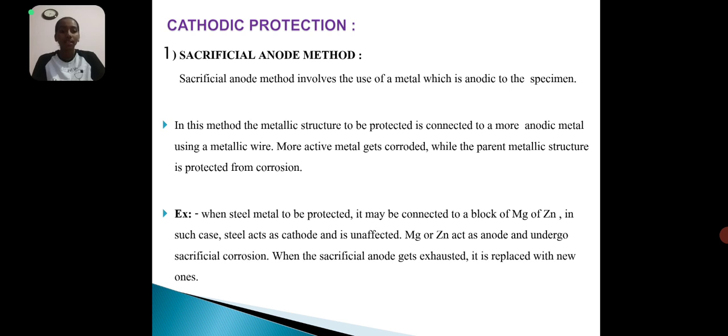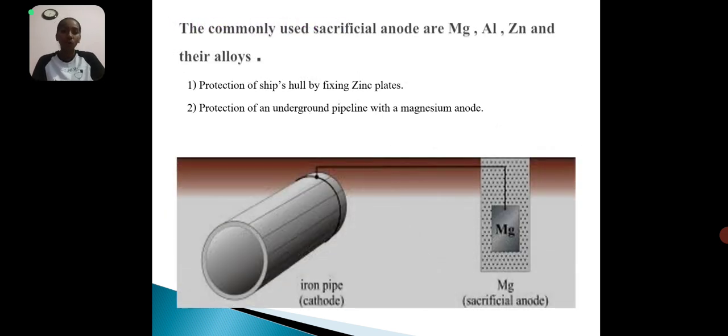Magnesium or zinc acts as anode and undergoes sacrificial corrosion. When the sacrificial anode gets exhausted, it is replaced with new ones. The most commonly used sacrificial anodes are magnesium, aluminium, zinc and their alloys. This is used in the protection of ship's hull by fixing zinc plates, and protection of an underground pipeline with a magnesium anode. Here in this picture we can observe that the iron pipe which acts as cathode is connected to a magnesium block which acts as anode.